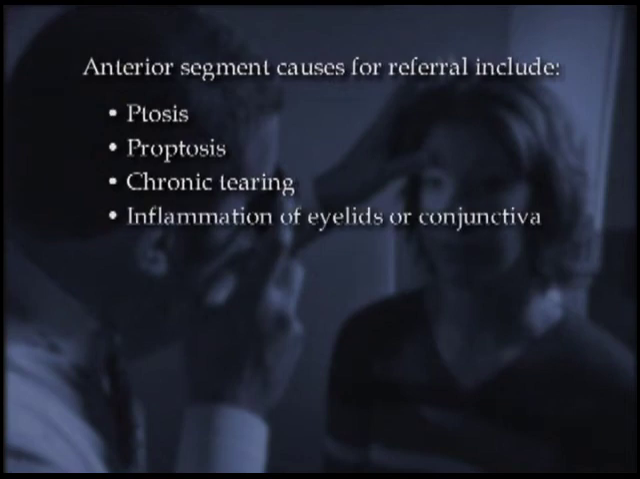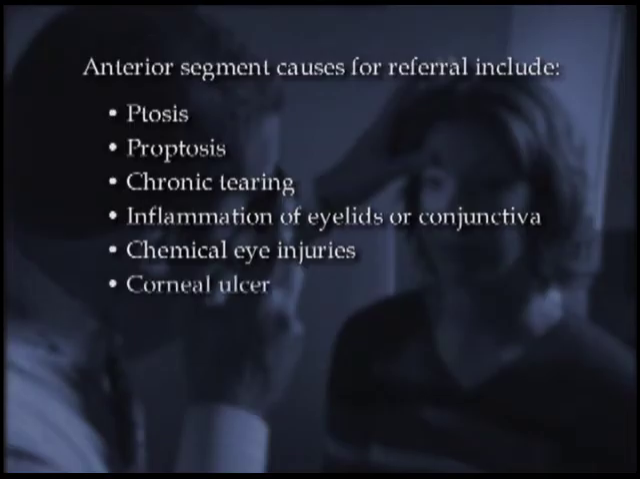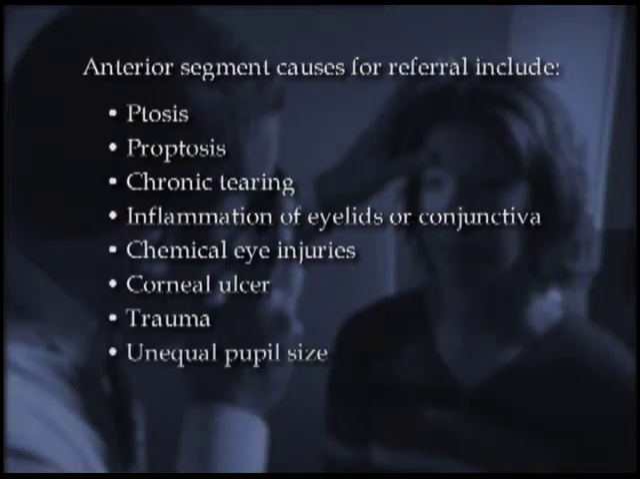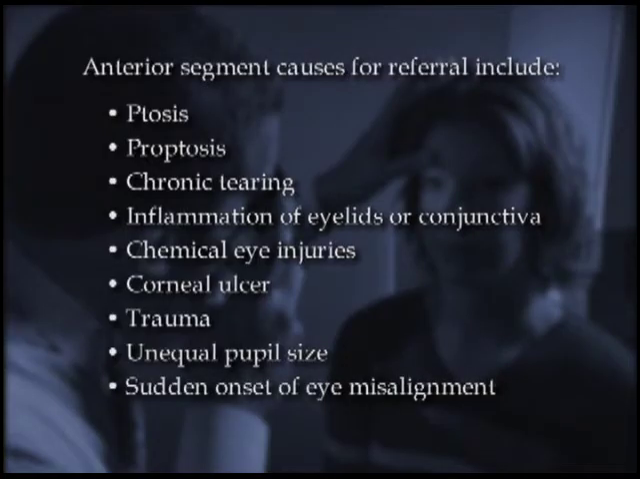It is important to know when to refer patients to an ophthalmologist. Vision-threatening and treatable causes of vision loss are, of course, critical reasons to refer. Anterior segment causes for referral include ptosis, proptosis, chronic tearing, inflammation of the eyelids or conjunctiva, especially if persistent or unusual, chemical eye injuries, corneal ulcer, trauma, unequal pupil size, called anisocoria, and sudden onset of eye misalignment in an adult.